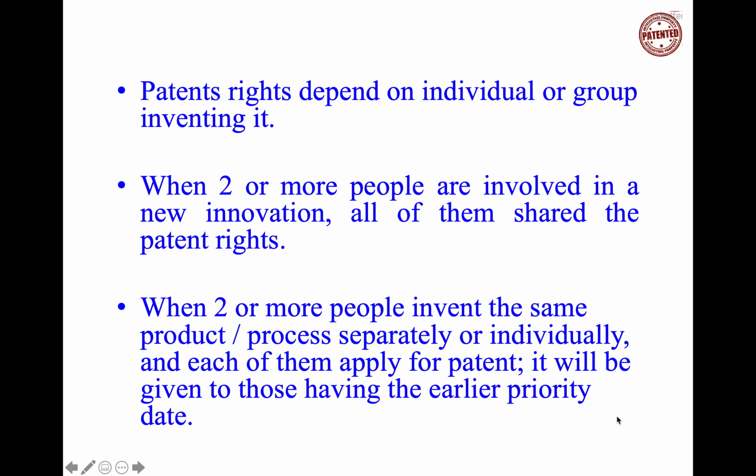Patent rights basically depend on the individual or group inventing it, because a lot of times patents are shared by more than one person, because you probably have your own group when you invent something or processes. When two or more people are involved in the new invention, all of them share the patent right. How many percentage? They decide that. When two or more people invent the same product or process separately, whether in the same country or different countries, and each one applies for the patent, it will be given to the one having the earlier priority date. So first come, first served.